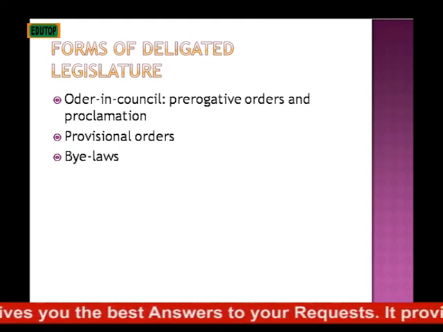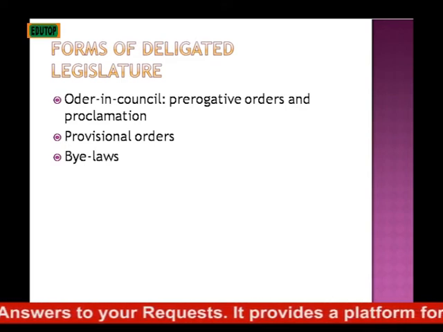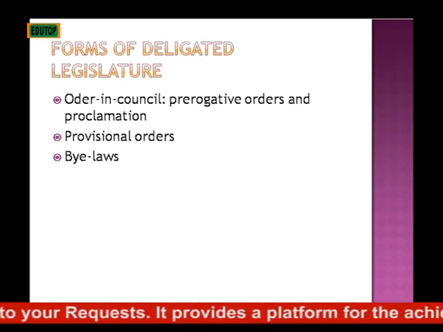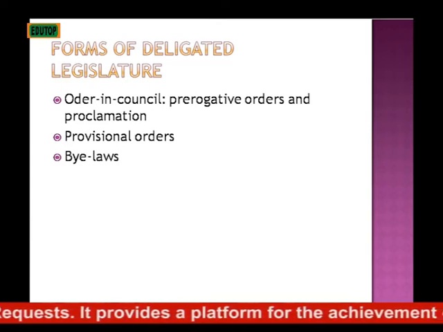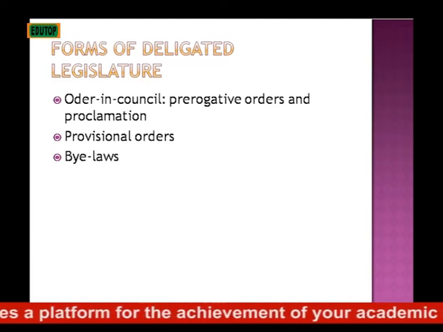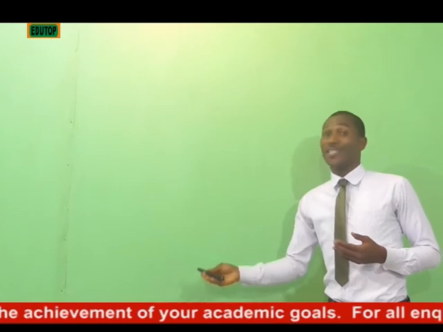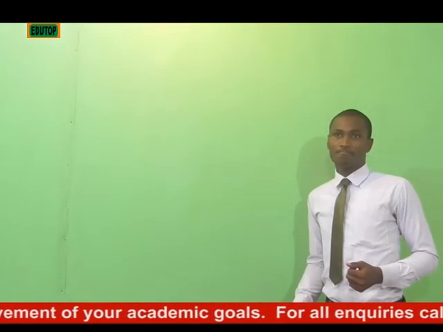The next is forms of delegated legislation. We have order in council, that is prerogative orders and proclamation. That's the power exercised, for instance, by the Queen. Again is provisional orders, followed by bylaws. Laws made by the local authorities fall under delegated legislation.